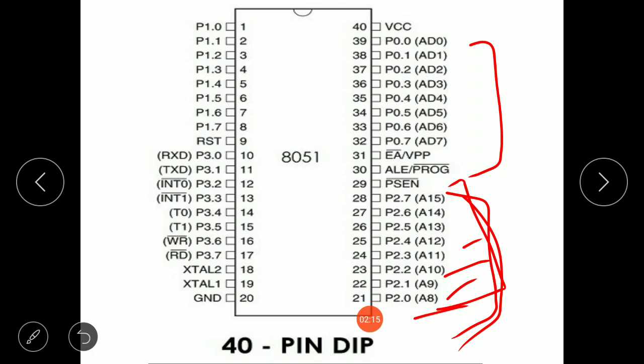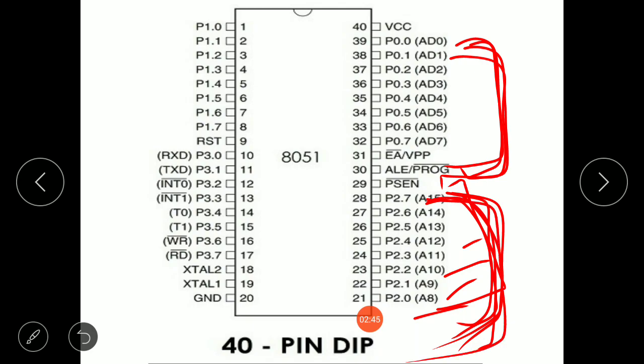While port 0 provides the lower 8 bits, that is A0 to A7, it is the job of port 2 to provide A8 to A15 of the address. So the whole 16-bit address of external memory is provided by port 2 and port 0. Port 0 will give you the lower byte of the address, and port 2 will give the higher byte of the address.